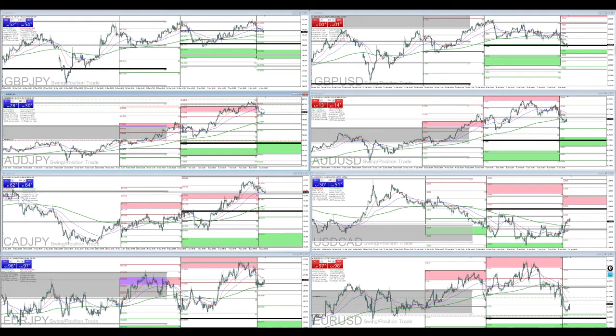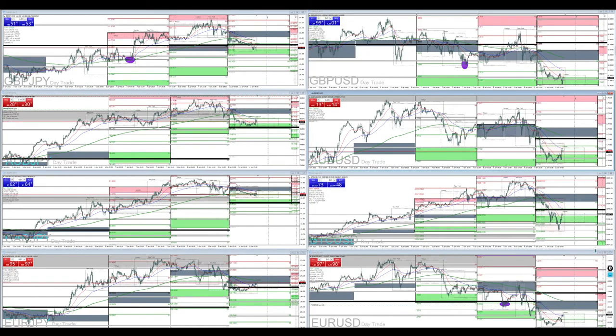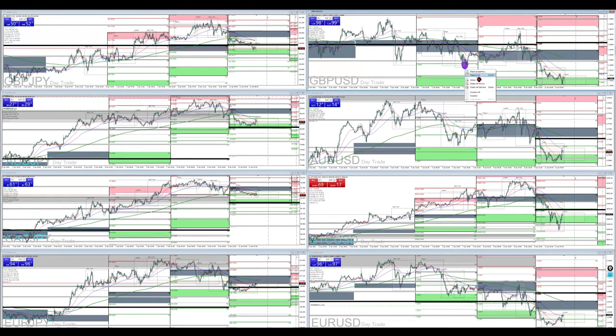And let's take it over to the day trade full pivots. You can see I already marked out my boxes for the day, and let's pull out my nifty little pin. Let's get rid of these setups from last week. Okay, let's go ahead and take a look at what we're going to be eyeing up here.